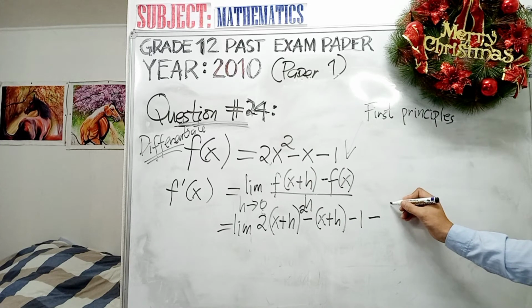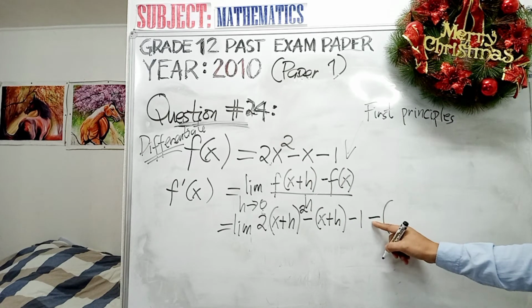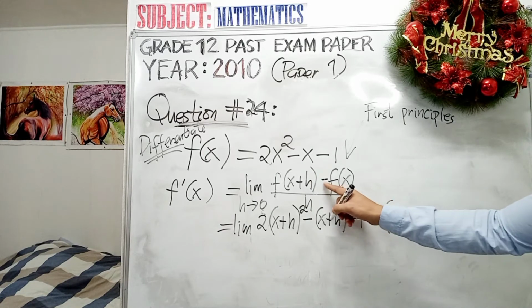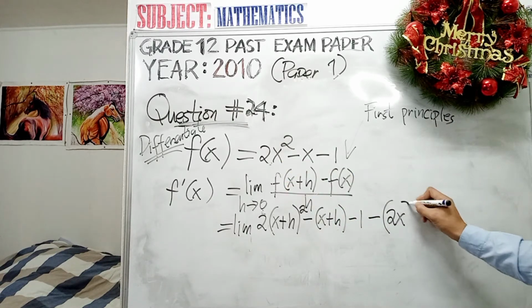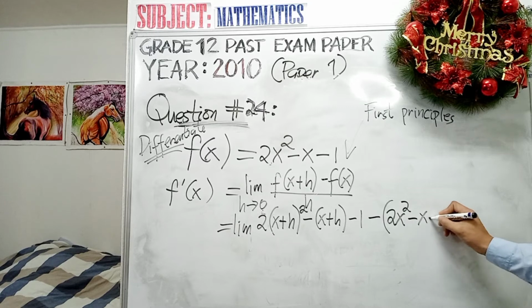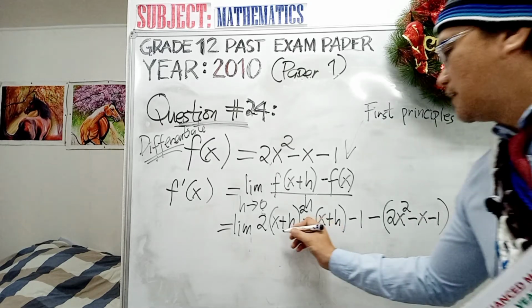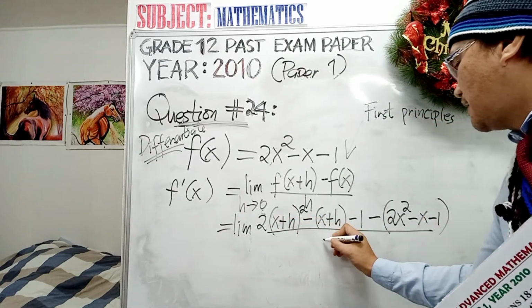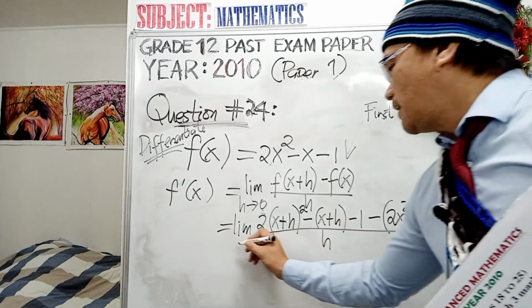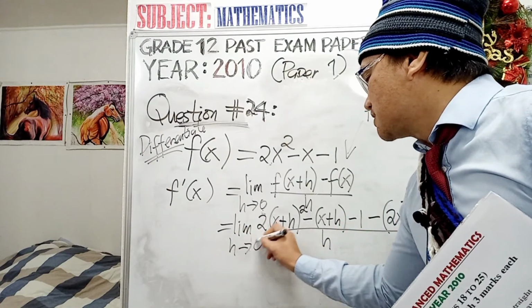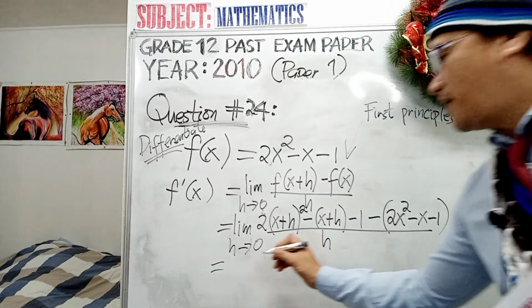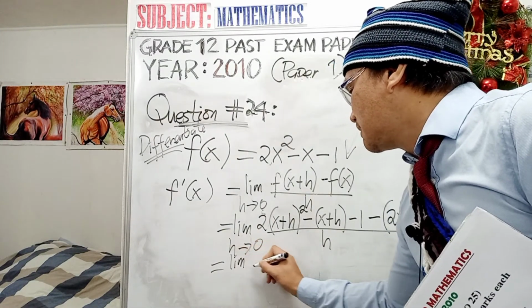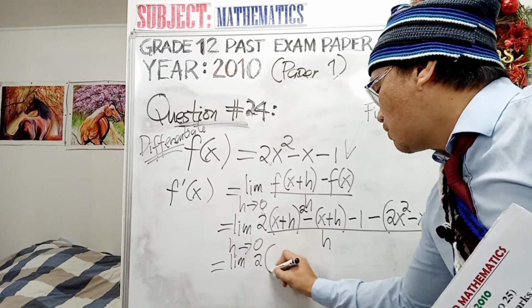And that would be, I am using brackets here because of the minus sign operation. So minus f of x, so that would be 2x squared minus x minus 1, all over h as h approaches 0. Okay, so now you will have to simplify this limit.